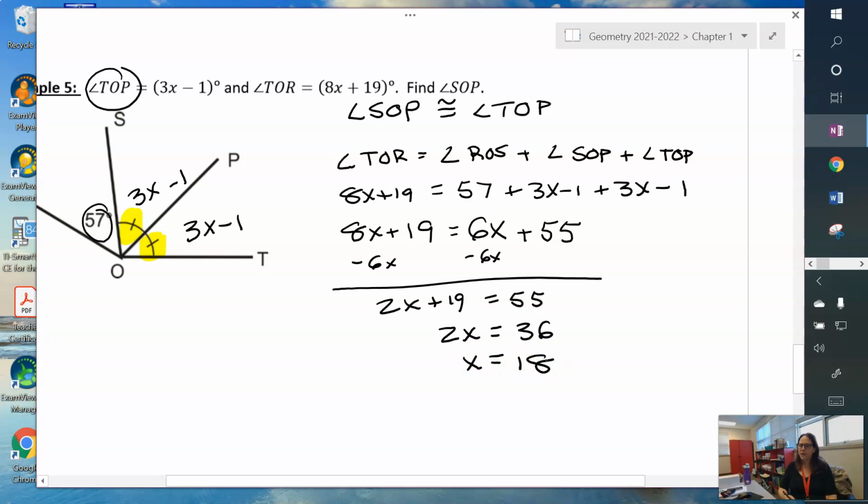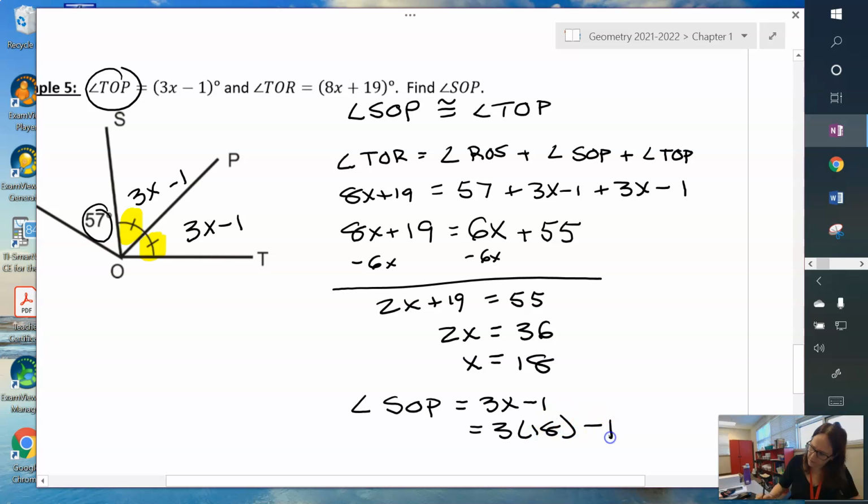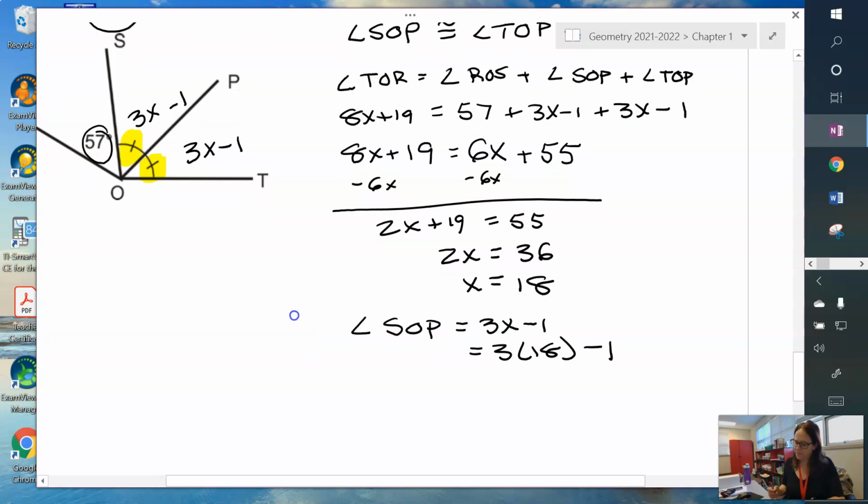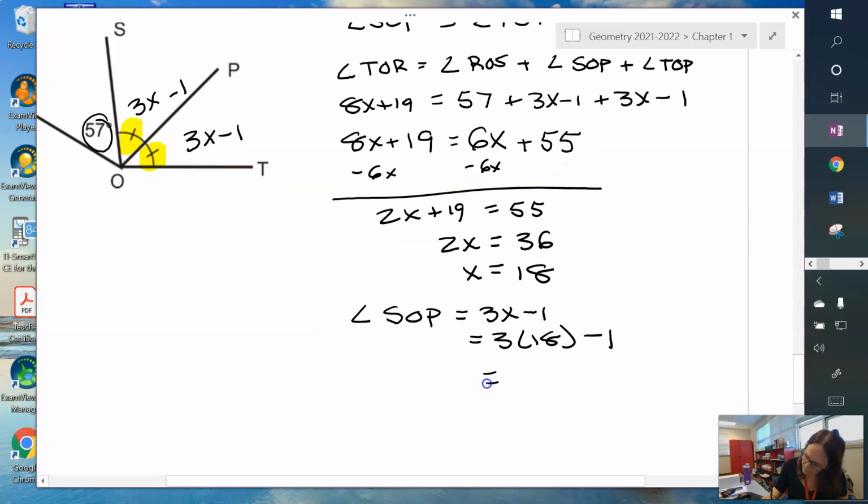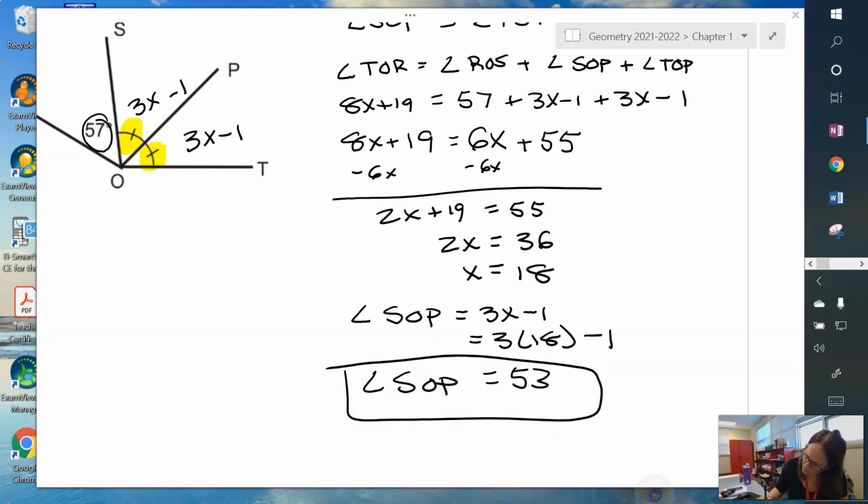So now the measure of angle SOP, that's 3x minus 1. Three times 18 minus 1. Get your calculator. 3 times 18 minus 1. I got 53. And don't forget your units.